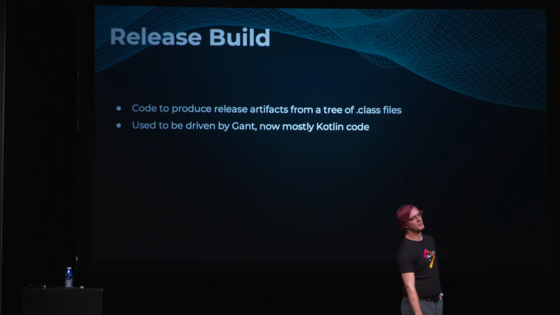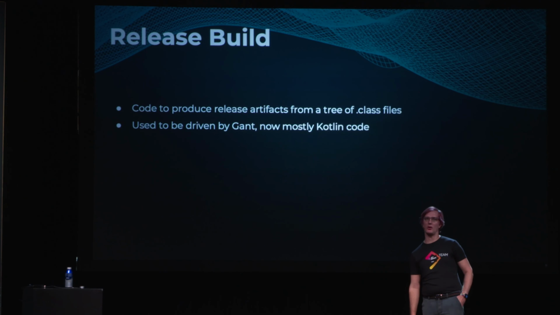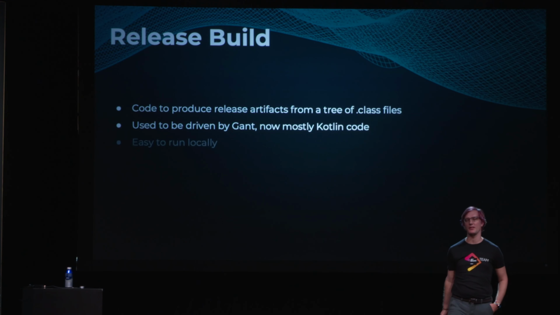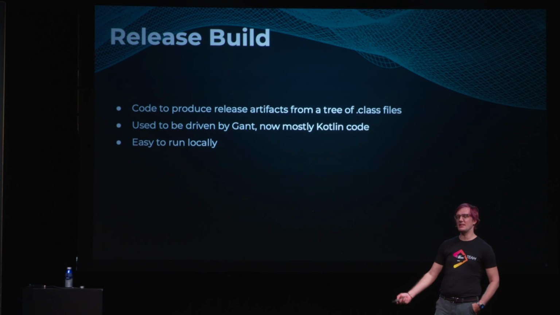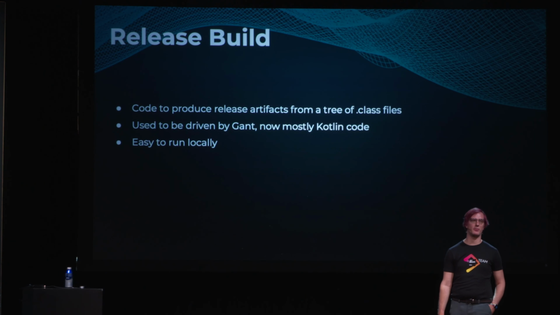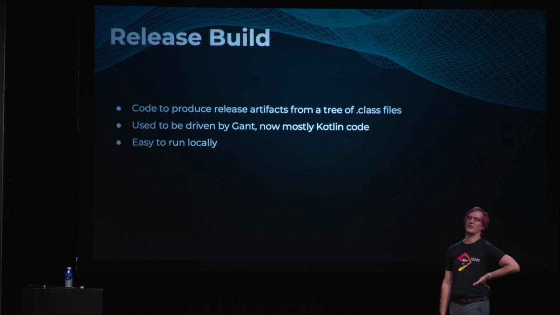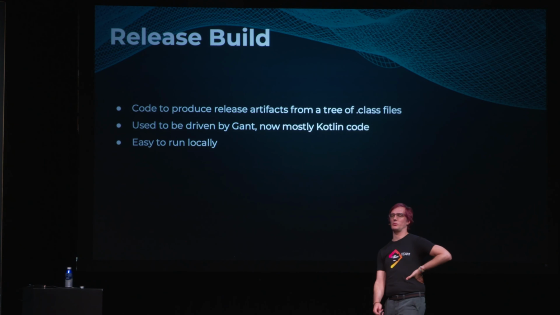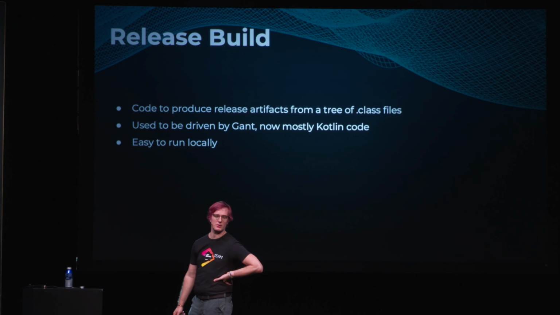At some point, previously, we used Gant for that. Now we mostly replaced Gant and Groovy with Kotlin, so it's basically a Kotlin application that does the artifact generation. And you can easily run it locally, so if you want to test your changes to the installer, you don't need to wait for the CI or mess with the CI. You just run it locally, and you get the installer, and you can make sure that it's structurally correct and does what you want it to do.